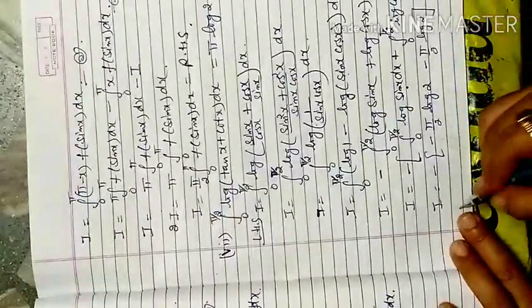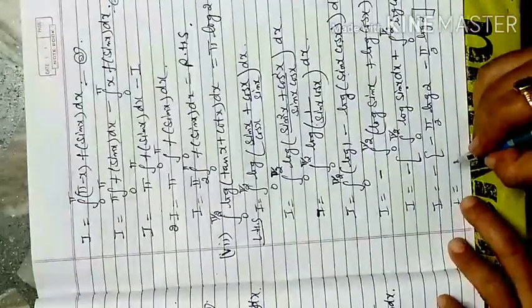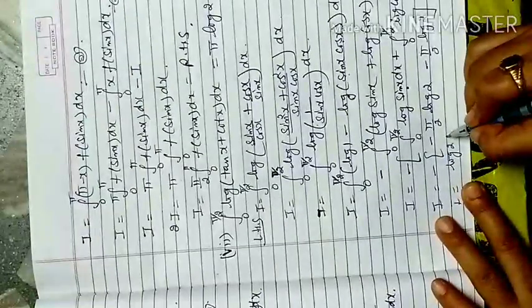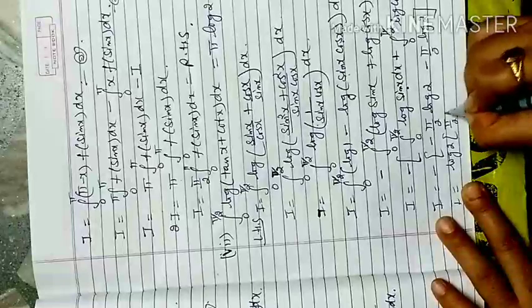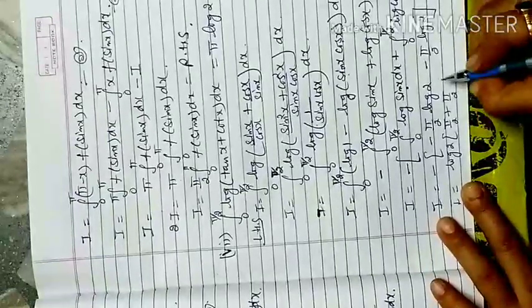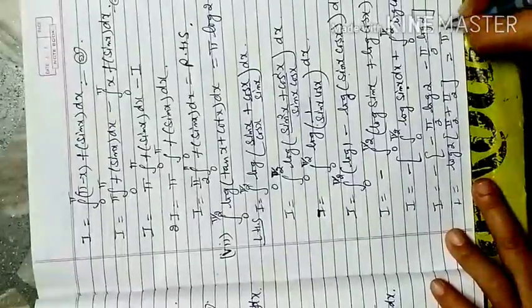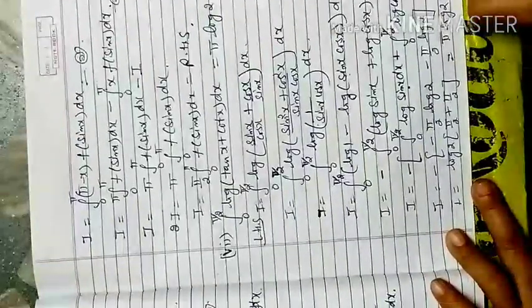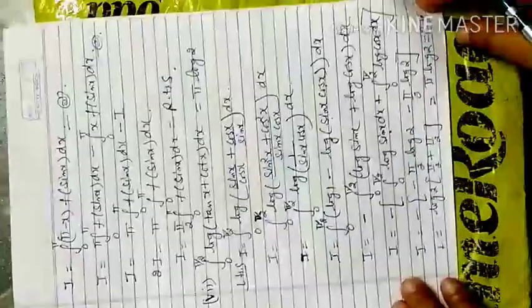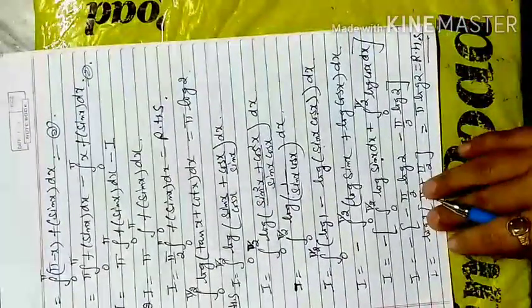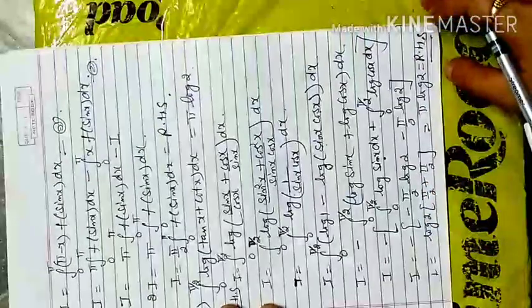So we will take minus common, so that it becomes positive, and we will take log 2 common also, which gives pi by 2 plus pi by 2. So 2 pi by 2 gives me pi. So my required answer will be pi log 2. So that is exactly equal to your right hand side. So this question you have to do this way.